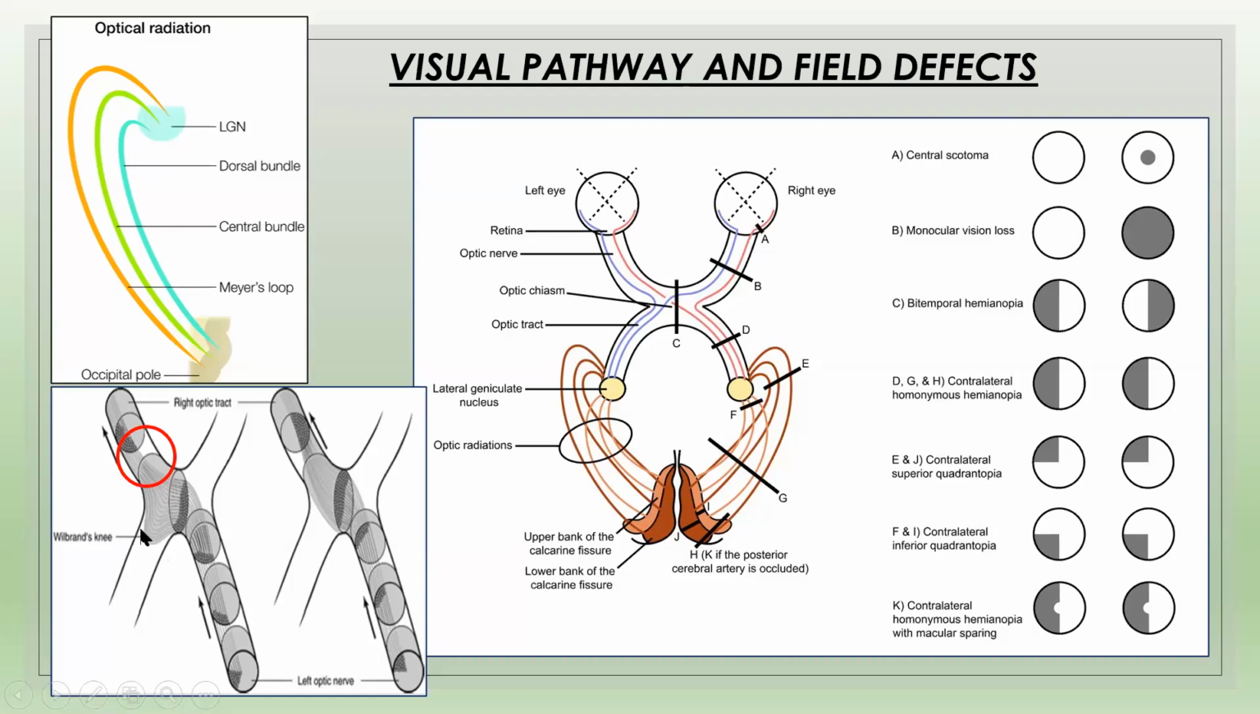So when you have a junctional scotoma, you need to think of the Willebrand's knee, and that is why this anatomical entity is important. Come back, I can answer better. No, what you're saying is right. So there are two types.